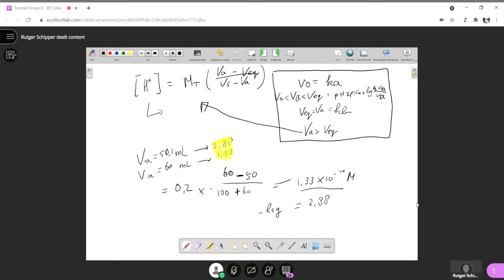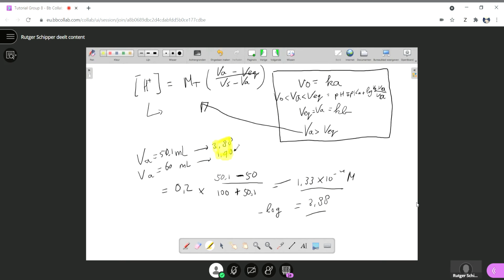Well, this does not make sense. Just a second. Should be the other way around. Oh, it does make sense. Never mind. But it's just the wrong numbers. So the example is this one. You can also repeat this formula for 6 milliliters, which will give you the 1.90 as pH answer.